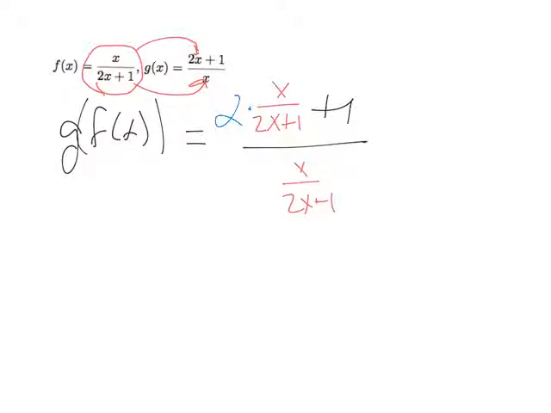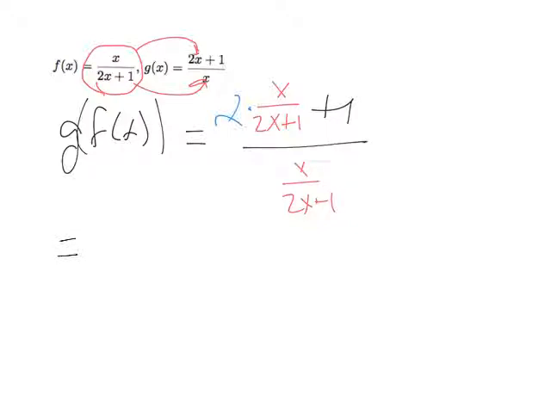So, when you look at this one, it should be 2. Uh-oh, nope, I'm erasing. Wrong one. 2, there we go. 2 times something plus 1 all over that something. And so now we just kind of have to, oh goodness, we're going to have to simplify.